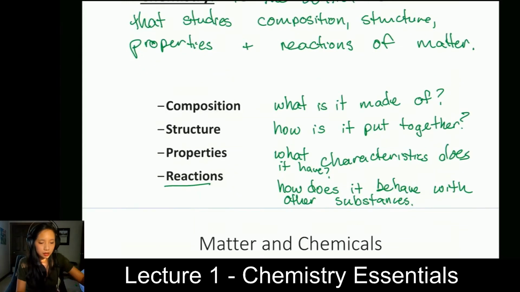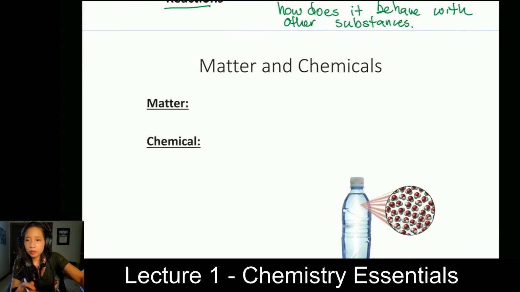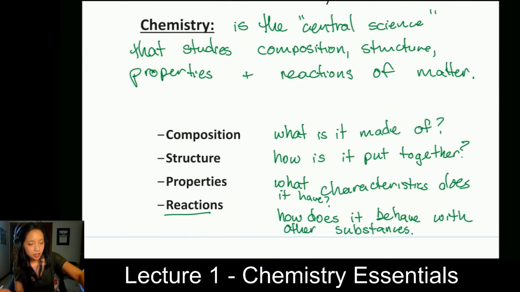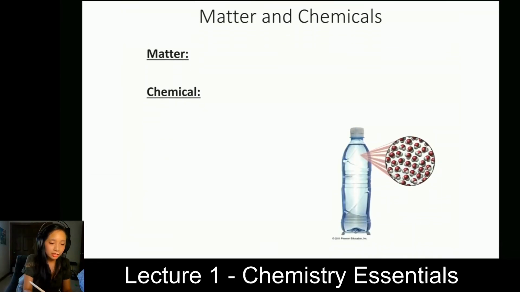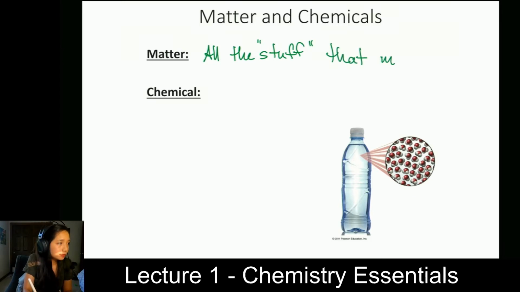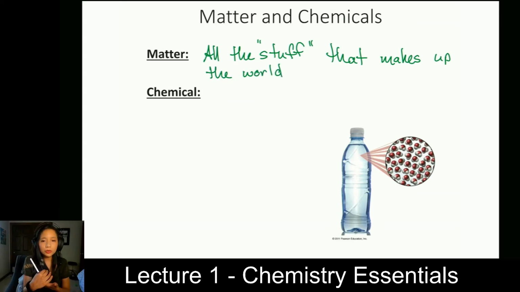All right. So we've talked about the definition of chemistry. Chemistry is the central science that studies composition, structure, properties, and reactions of matter. So what is matter? Well, matter is very simply all the stuff that makes up the world. Anything that you can touch, see, hold, smell, taste, all of that is matter.